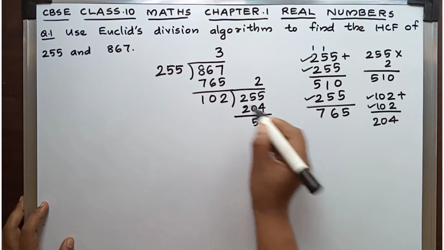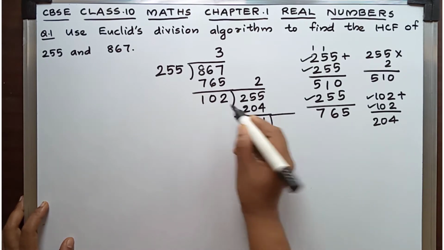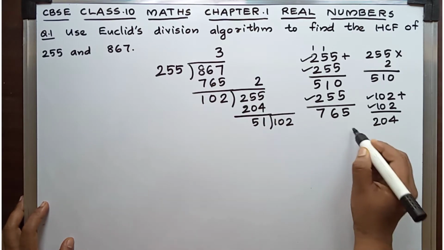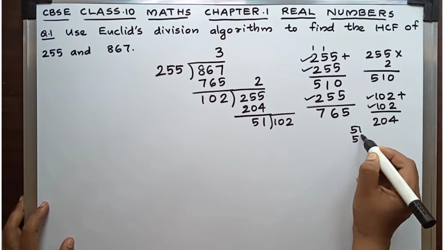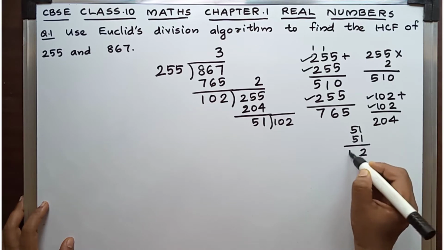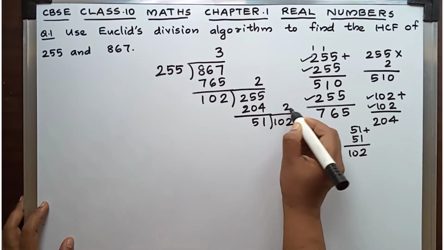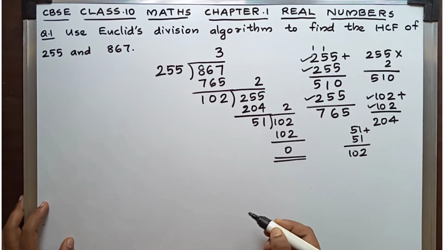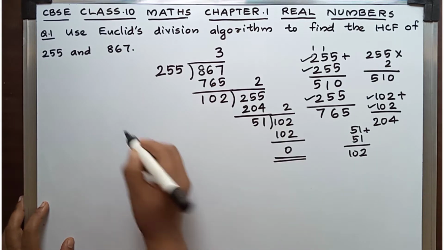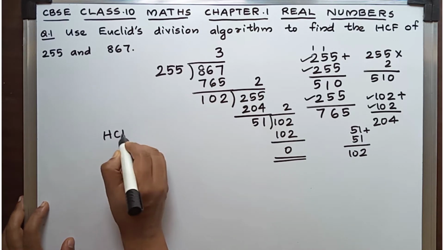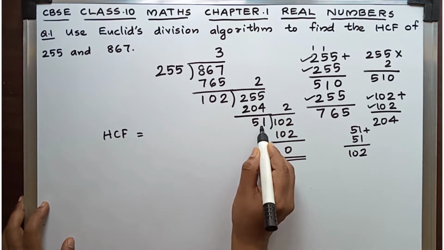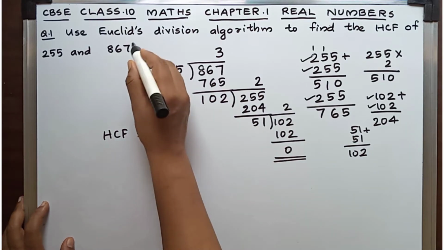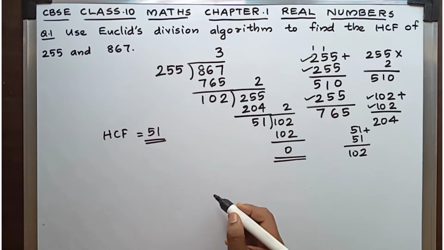Next step is dividing this 102 by 51. We know that 51 plus 51 is 102. That means 2 times 51 is 102. So the remainder became 0. Then what will be the HCF? HCF will be this 51. So we got the answer using Euclid's division algorithm.